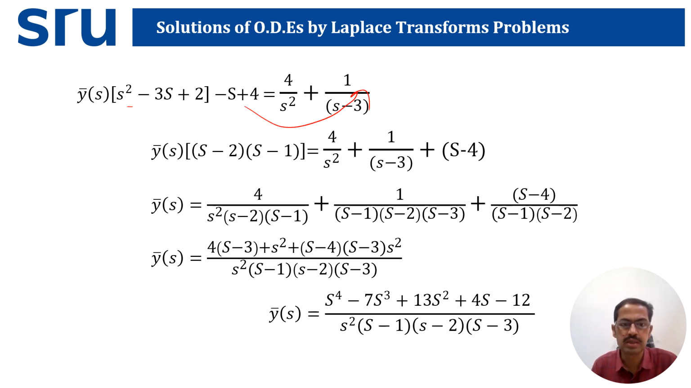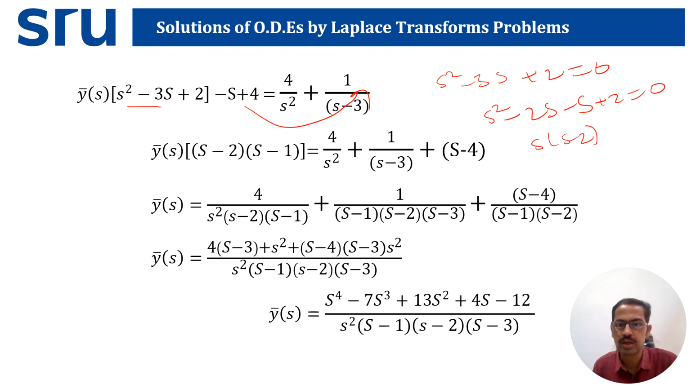And the roots of this s square minus 3s plus 2 equal to 0: what are the roots? s square, here minus 2s minus s, minus 2 into minus 1 is plus 2, minus 2 minus 1 is minus 3, plus 2 equal to 0. So s common, s minus 2, here minus 1 common, s minus 2, here minus into minus 2 is plus 2. So the factors are s minus 1 and s minus 2. Now s minus 2 and s minus 1 are sent to the right hand side.